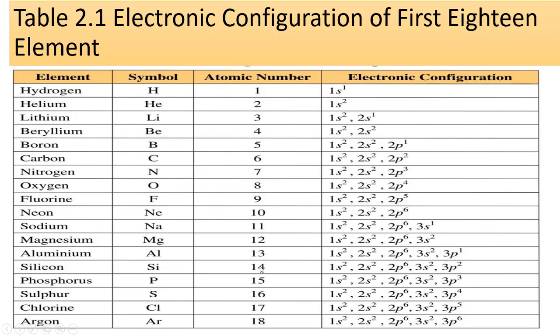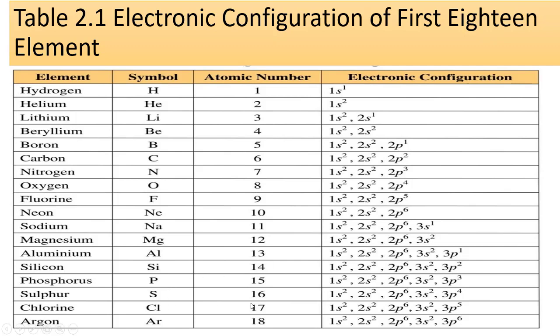Silicon, Si, atomic number 14. Electronic configuration 1s2, 2s2, 2p6, 3s2, and remaining electron will go into the 3p subshell, 3p2. Next one is the phosphorus, symbol P, atomic number 15. Electronic configuration 1s2, 2s2, 2p6, 3s2, and remaining electron will be filled in 3p orbital, so 3p3.